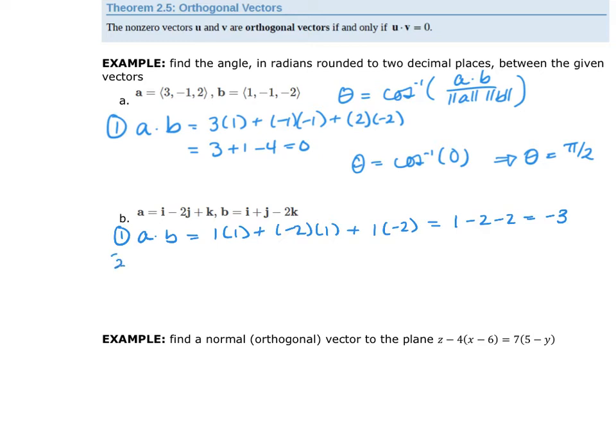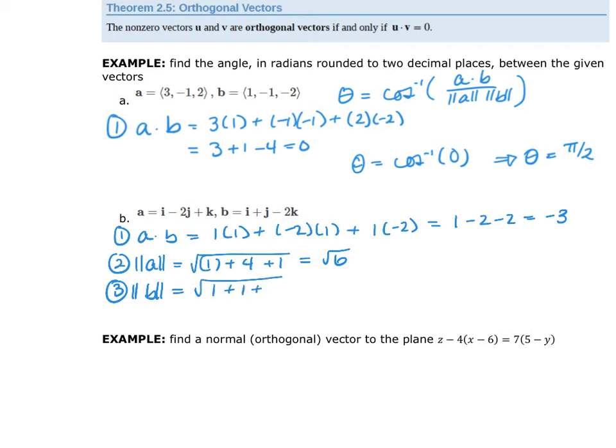I'm going to then find my magnitude of a, which is going to be the square root of 1 squared plus negative 2 squared plus 1 squared. So this is going to give me the square root of 6. I'm going to find the magnitude of b, and so this is going to be 1 squared plus 1 squared plus 2 squared, which is 4, so the square root of 6.